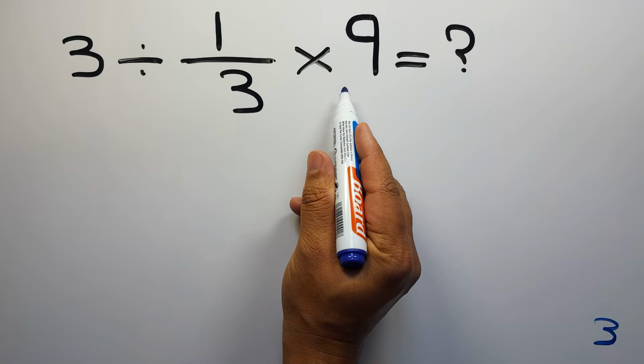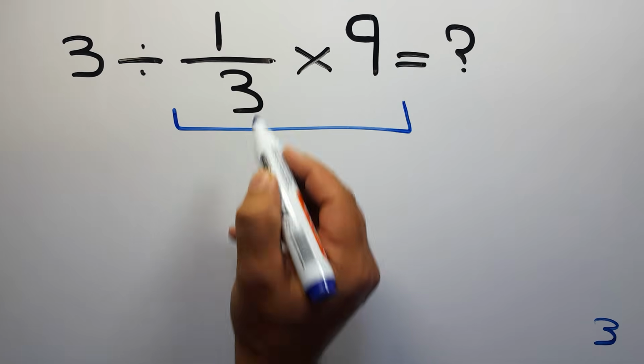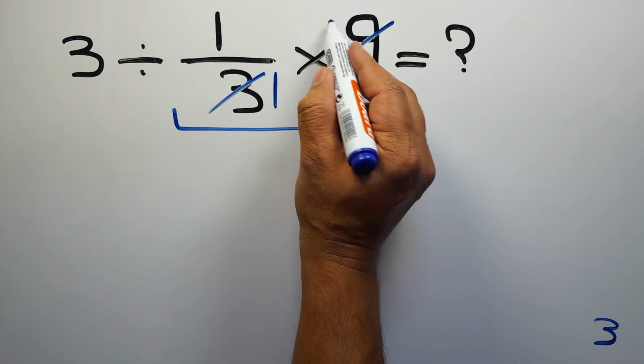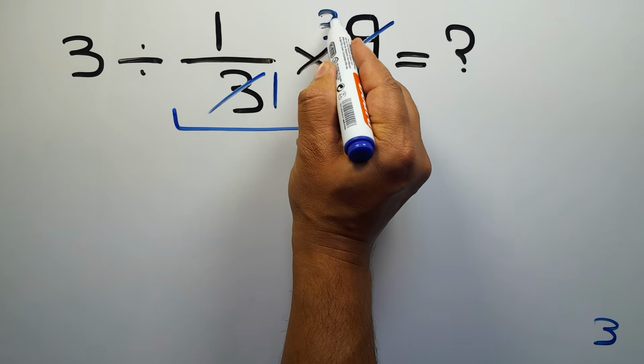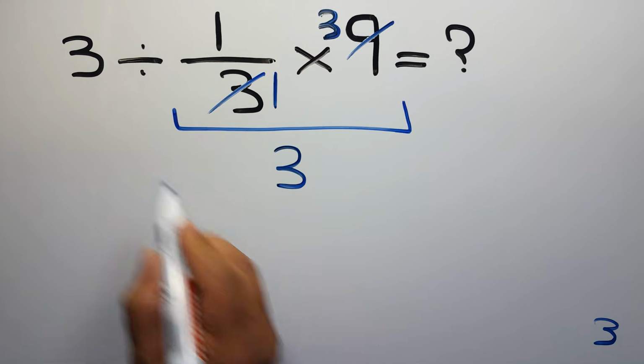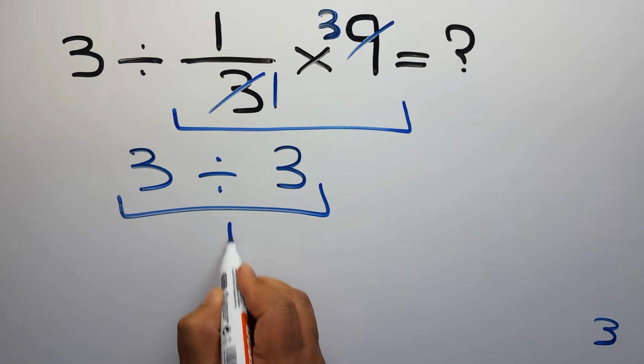First we do this multiplication. 1 over 3 times 9. 3 divided by 3 gives us 1, and the 9 divided by 3 equals 3. Okay? So here we have just 3. And 3 divided by 3 gives us 1.